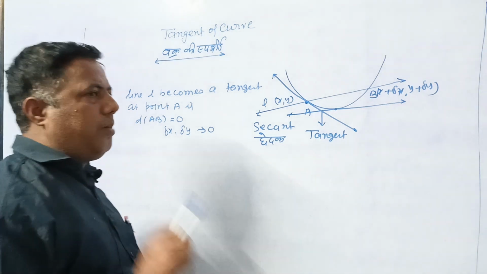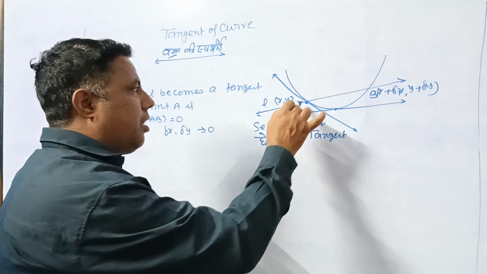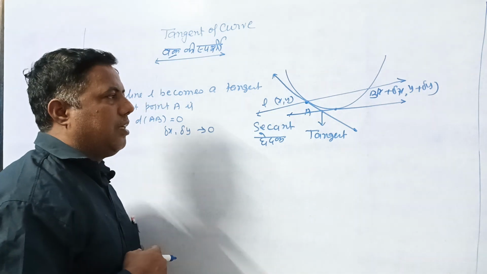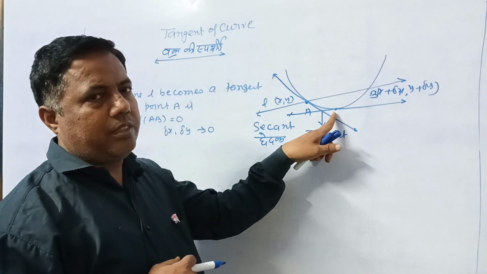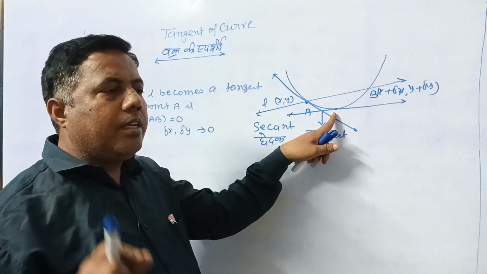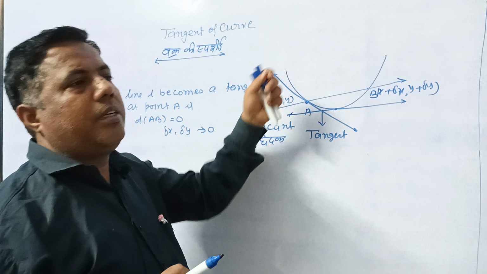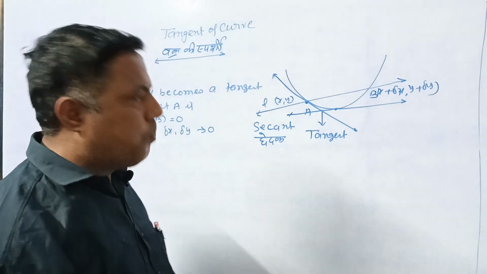Any point on that curve, if it cuts at only one point, then it is a tangent. यदि कोई रेखा किसी वक्र को एक बिंदु पर कट करे, not more than one point पे कट करता है, then it is the tangent of that curve. तब कहते हैं ये रेखा उसकी स्पर्शी है.